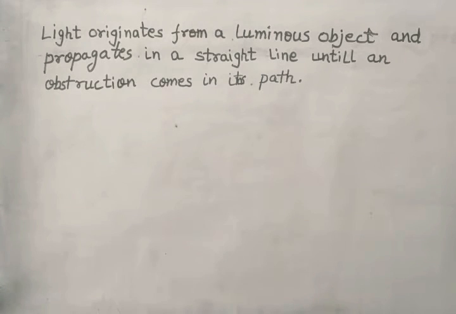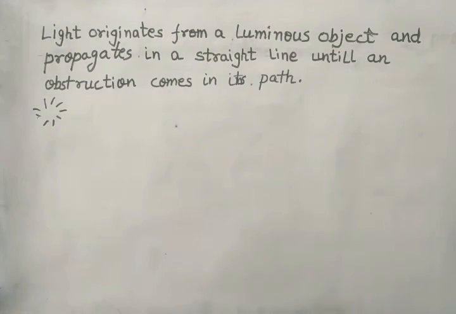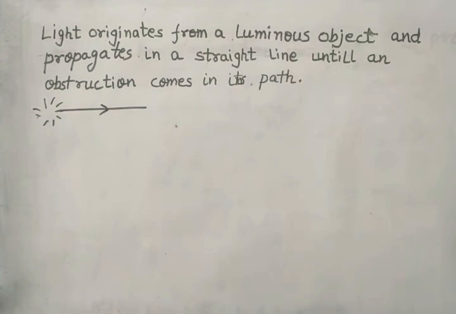So next, light originates from a luminous object. What is a luminous object? It means an object which has its own light, and the light propagates in a straight line until an obstruction comes in its path. So what happens afterward? Now, this is a luminous object. What are luminous objects? You can comment to me about that. From this luminous object, maybe a bulb or a lamp. Is the moon a luminous object? You have to answer about it anyway.